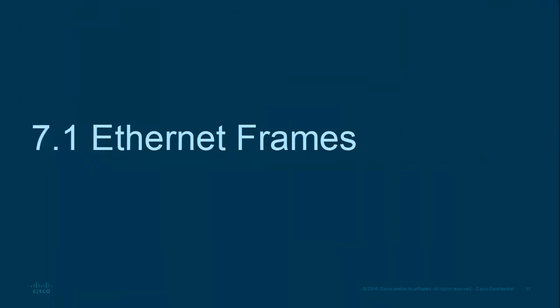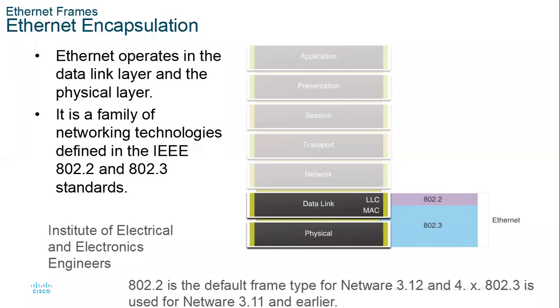Then let's start with Ethernet frames. So of course, it's layer 2. Ethernet operates at the data link layer and the physical layer. Yes, these two, because that's where you have the physical NIC card. Then this is where you have the switch operating. This is where you have the MAC address.